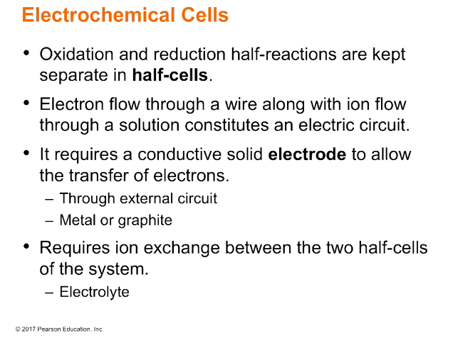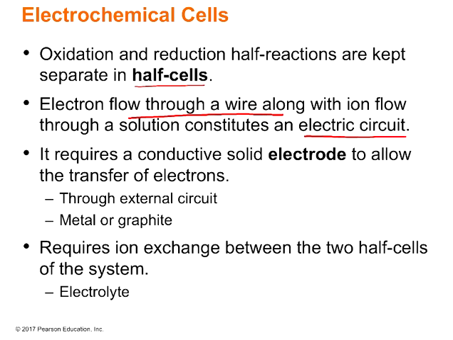Okay, so let's talk about this in a little more detail. So oxidation and reduction half reactions in an electrochemical cell are kept separated. And each half reaction will take place in its own cell, which we'll call a half cell. So again, oxidation and reduction half reactions are kept separate in half cells. And then we saw that electrons will flow through a wire along with ion flow through a solution. And this is what constitutes an electric circuit.